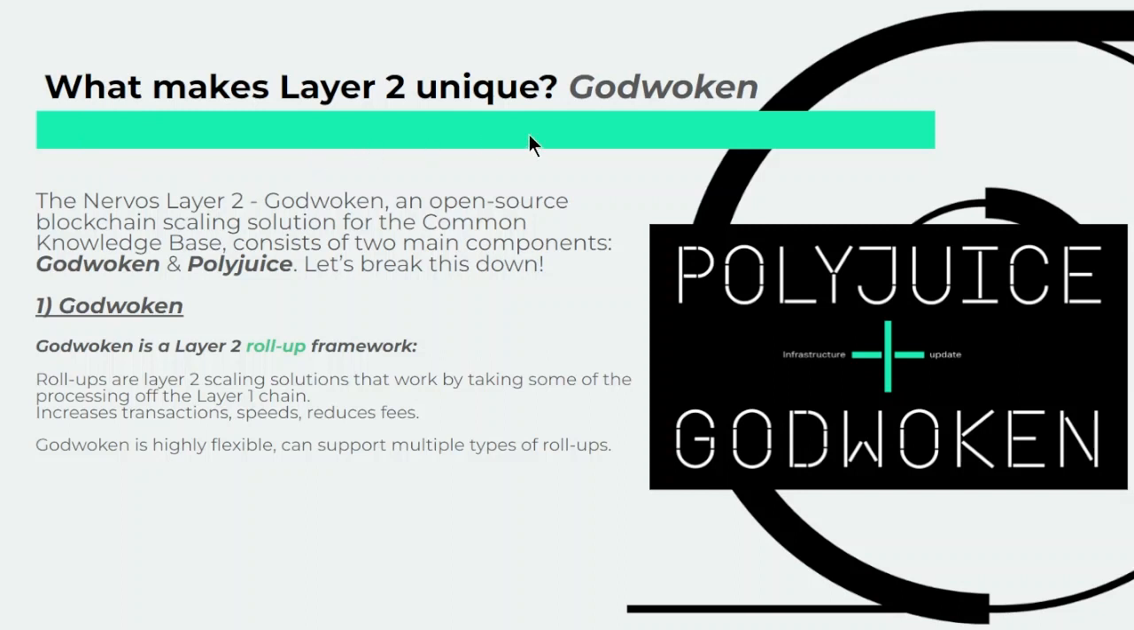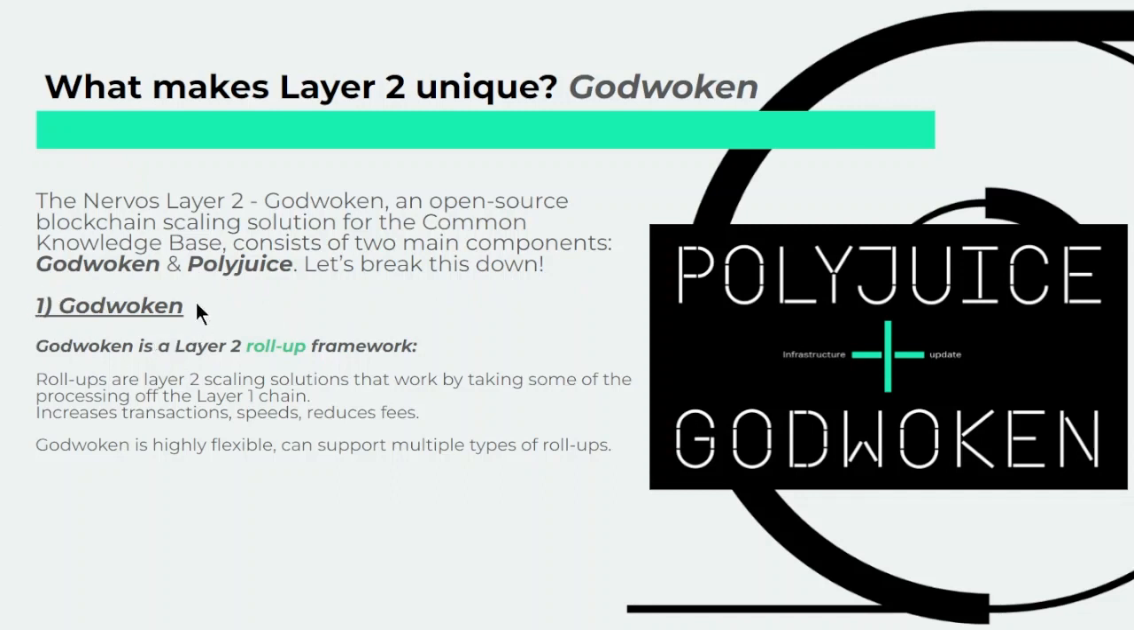So what makes Layer 2 unique? A lot of things, actually. But let's start off with this. As you already know, the Nervos Layer 2 Godwoken is an open source blockchain scaling solution for the Common Knowledge Base, and it consists of two main components, Godwoken and Polyjuice. So let's break this down.